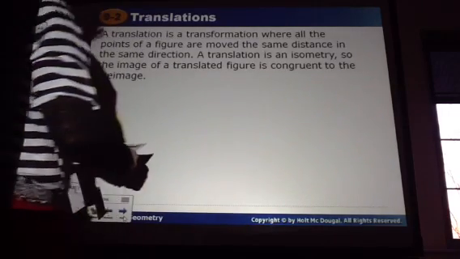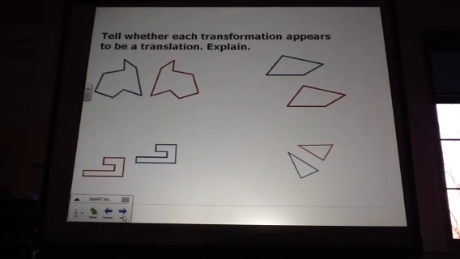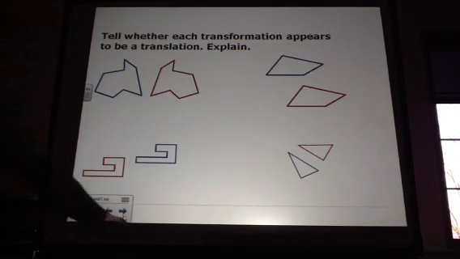Okay, now we've got 9-2, translation. You all should remember from a previous lesson that a translation is a type of transformation where all the points of a figure are moved the same distance in the same direction. A translation is an isometry, so the image of the translated figure is congruent to the pre-image. All right, we need to identify which ones are translations and which ones are not.